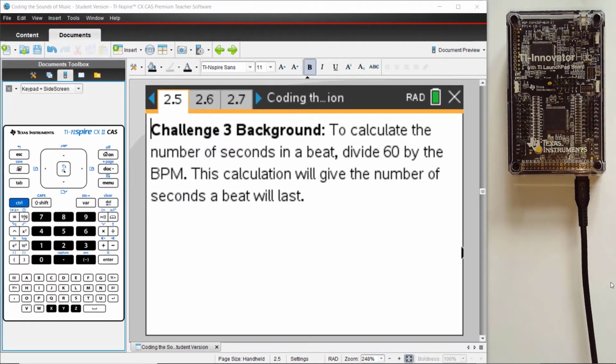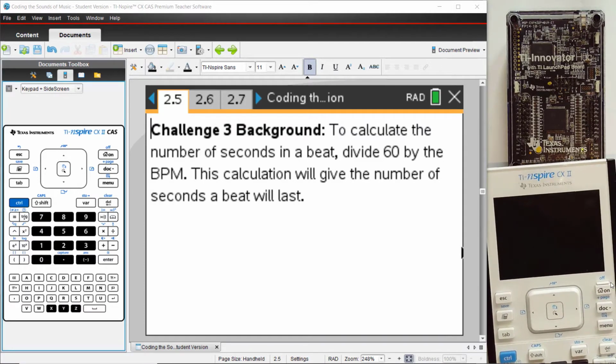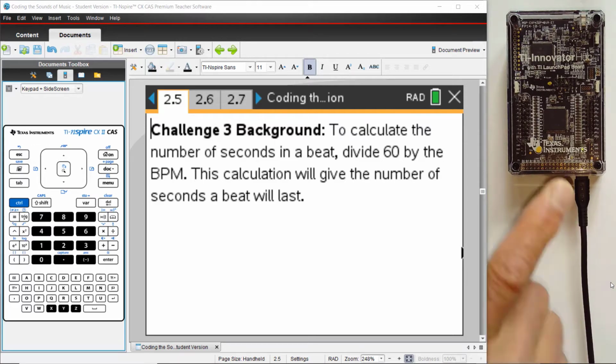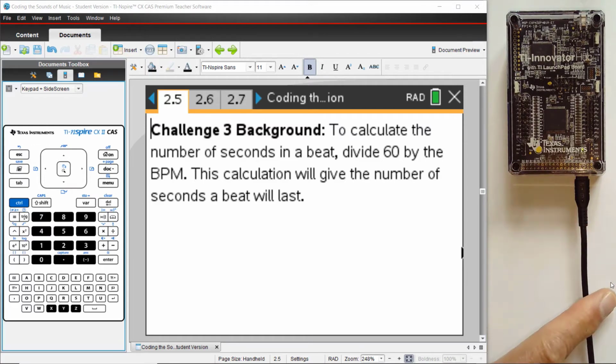Welcome back to Coding the Sounds of Music. In this video, we're going to talk about how to calculate the time interval for a note for a given tempo. Please make sure that you have your TI Nspire CX2 graphing calculator connected to the TI Innovator Hub using the unit-to-unit cable.